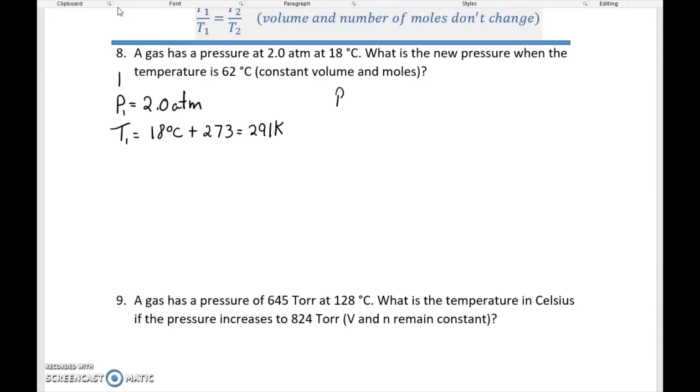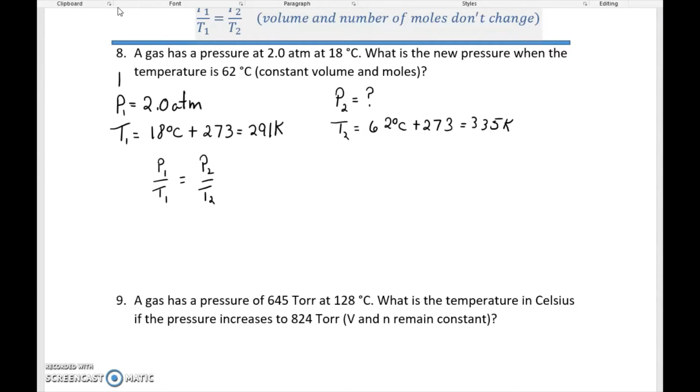What is the new pressure? So we don't know what the new pressure is when the temperature is equal to 62 degrees Celsius. And again, we're just going to go ahead and add that 273 to that. And temperature 2 will be equal to 335 Kelvin. Now, our formula for this is going to be P1 over T1 is equal to P2 over T2.